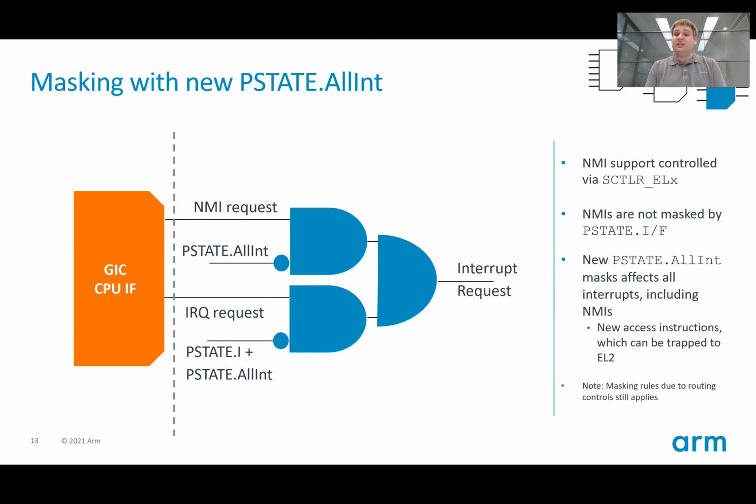So we are introducing a new mask as well called allint, and as the name suggests, it affects all interrupts, including those with the NMI attribute. And this goes back to what I was saying earlier. It gives OS developers a level of control. You can now mask most interrupts using the traditional I and F bits. If you truly need to mask all interrupts, including NMIs, you can do that with this new control as well.